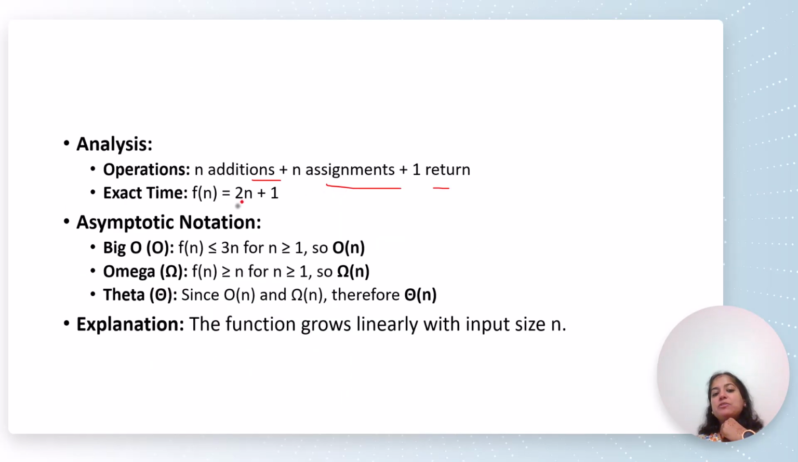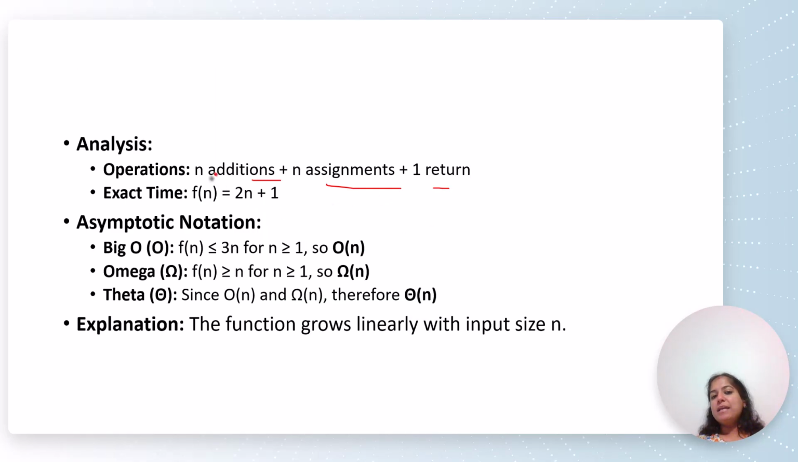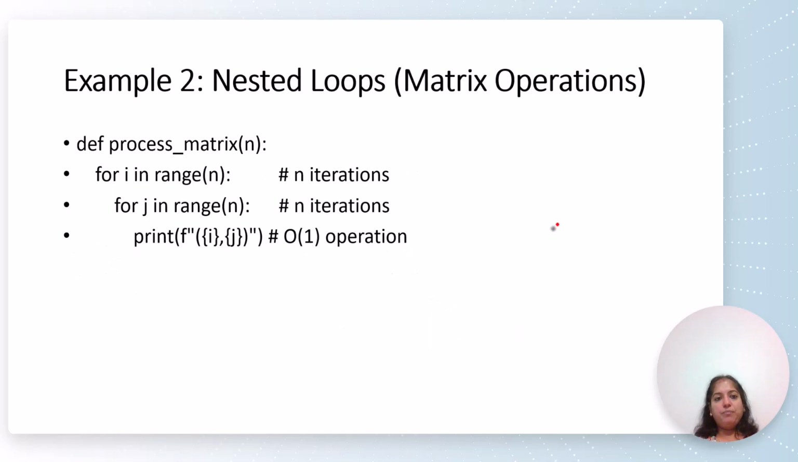So the exact time is 2n plus 1, because if you calculate, it is n additions, n assignments, and 1 return: 2n plus 1. Now, for 2n plus 1, if you calculate the big O notation, it will come out as big O of n. If you calculate the omega, do it yourself, it will come out omega of n. And theta notation will also come as theta of n. So that means this function grows linearly with the input size n.